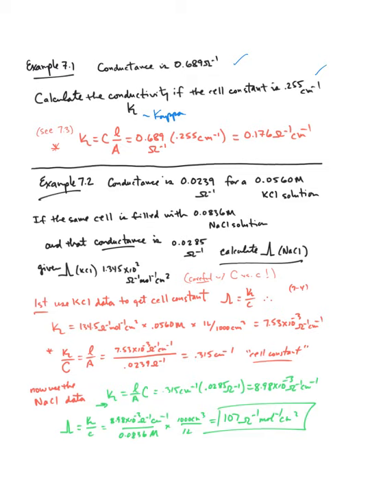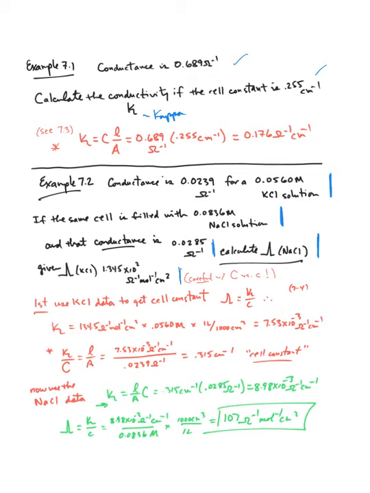Example 7.2 gives you the conductance for a potassium chloride solution. So you have a 0.0560 molar solution of potassium chloride. Now, if the same cell is filled with sodium chloride of a concentration of 0.0836, and that conductance is 0.0285, calculate the molar conductivity of the salt solution, given the molar conductivity of the potassium chloride solution. Careful again, capital C is different than little c.